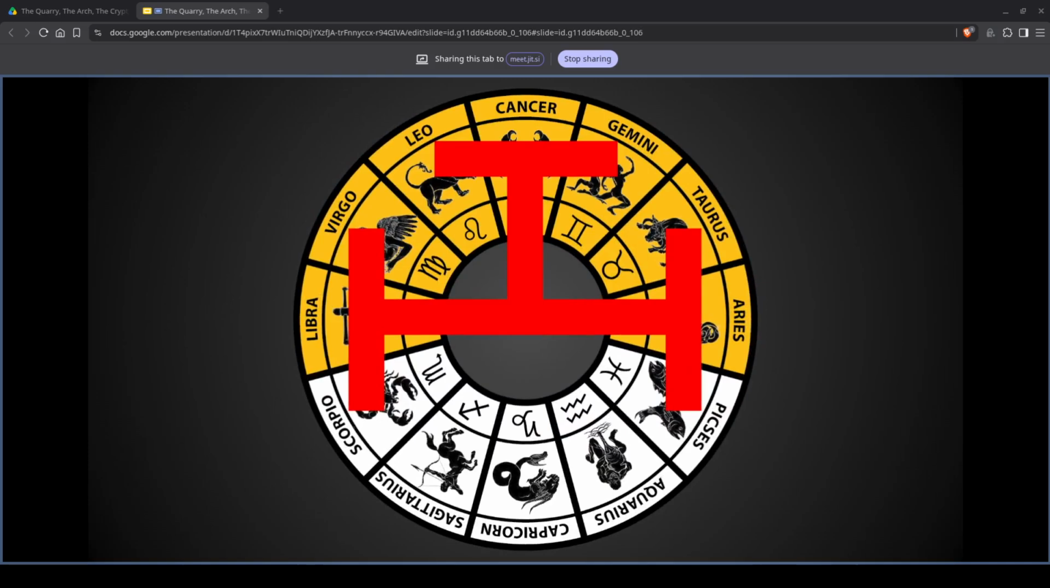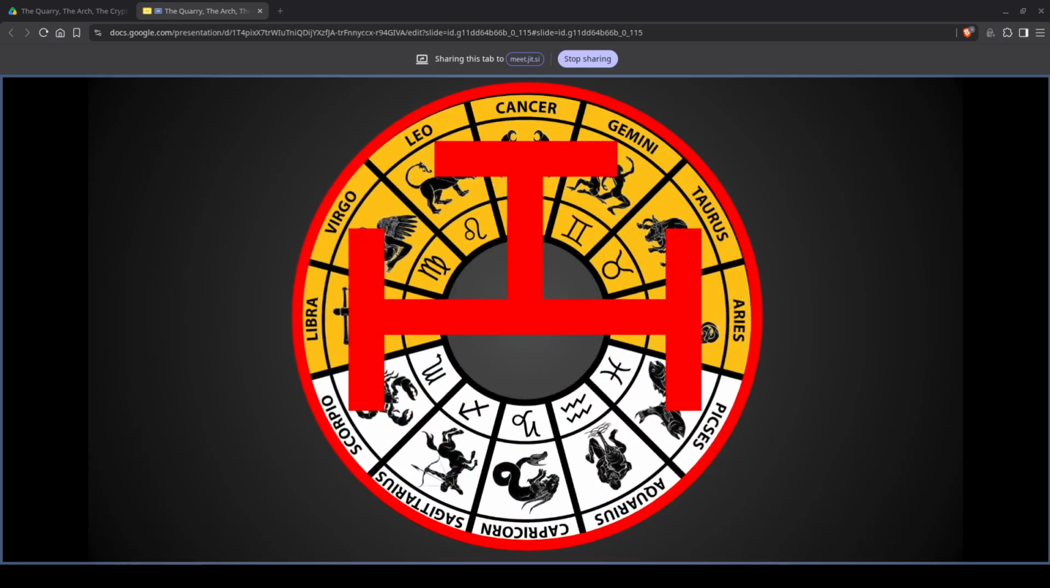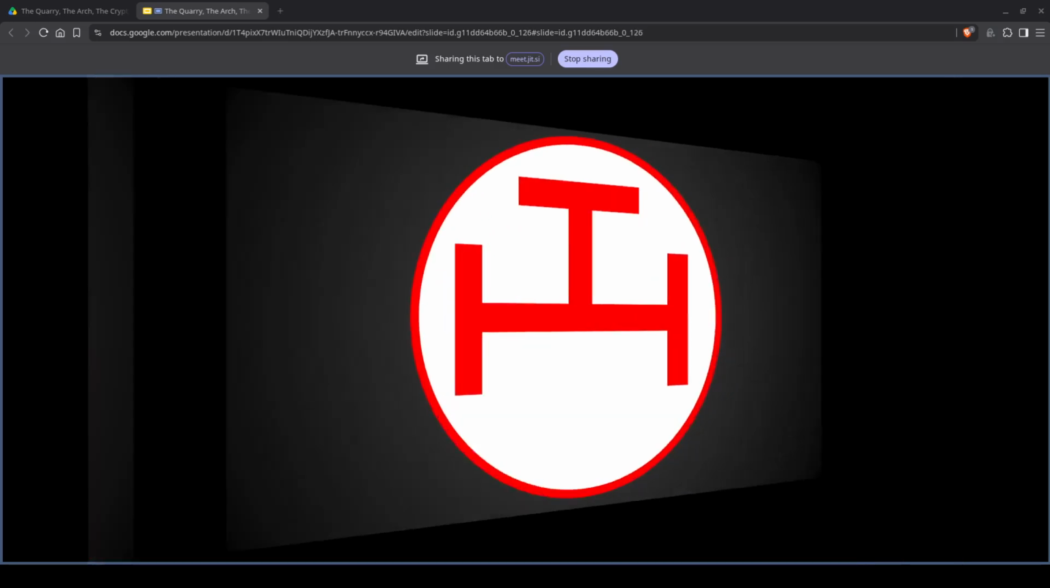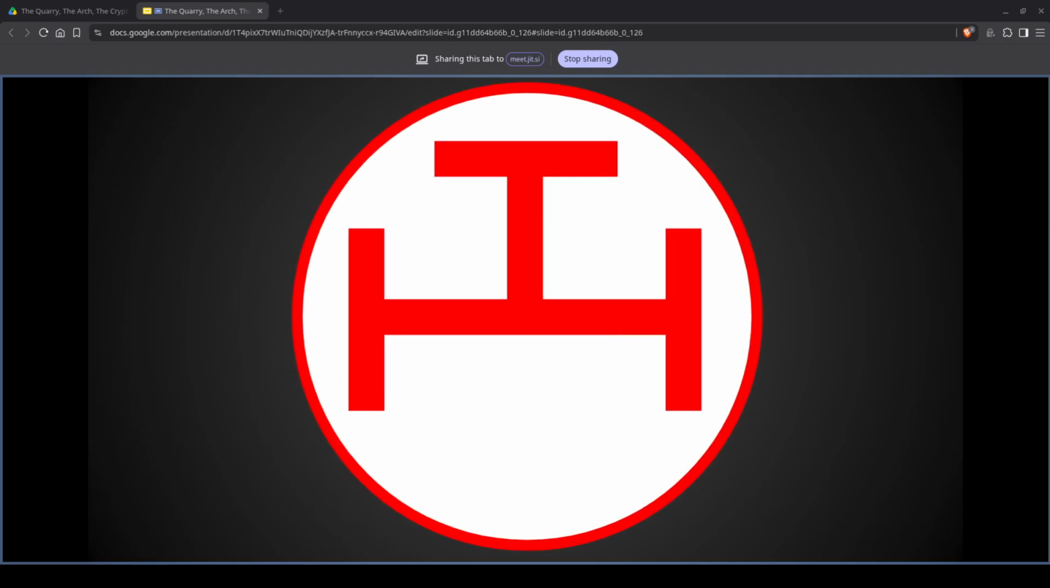And if we put a circle around it, what do we get? This is our symbol of the Royal Arch, the Triple Tau. This denotes the precession of the sun throughout the spring, into the summer, and the starting of autumn.